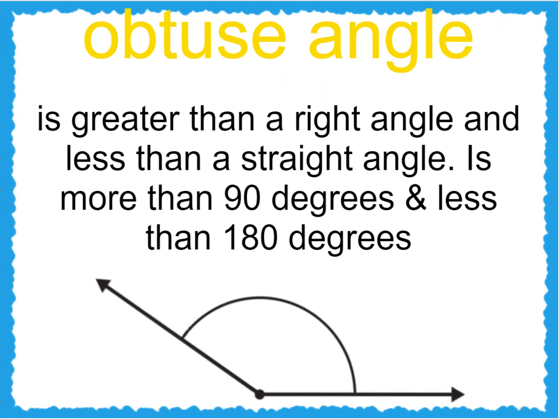And the last one is the obtuse angle. It is greater than a right angle and less than a straight angle. So it means that it is more than 90 degrees but less than 180 degrees. So those are the types of angles.